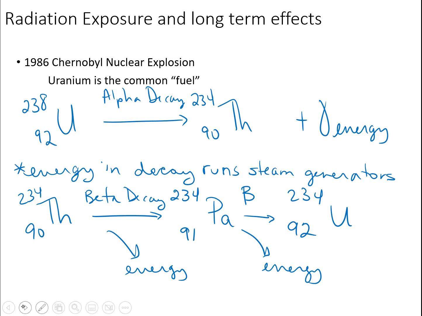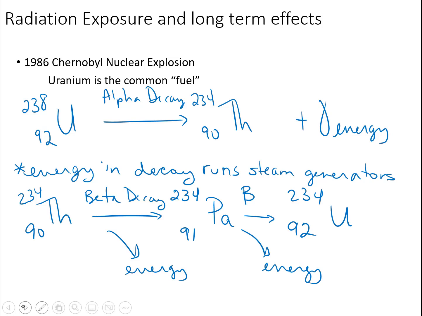So here's what happens. There are millions of decays that uranium will end up going through, but in just this one, you see uranium starts off and goes through alpha decay. See how its mass drops by 4 and its number drops by 2. So it becomes thorium, Th, and it releases some gamma energy. Remember, gamma energy is the high energy.